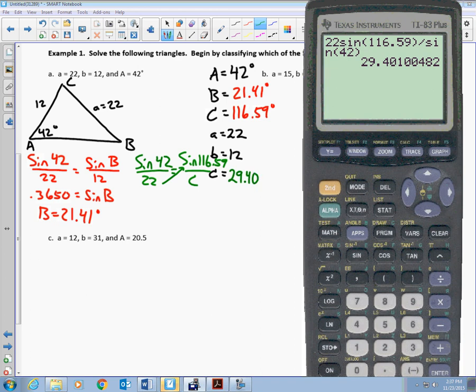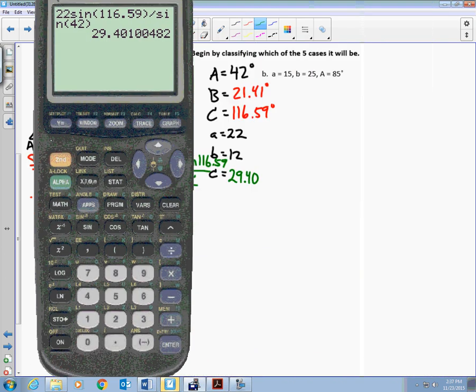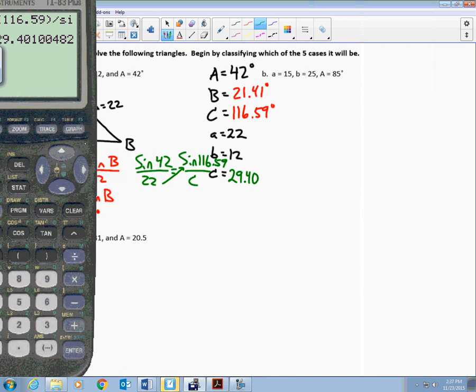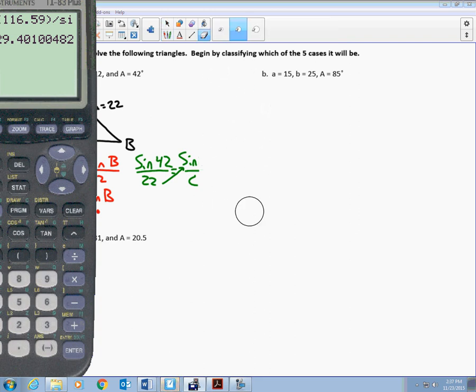Let's check the reasonableness of our solutions. As you check the reasonableness of your solutions here, what's my biggest side? C. What's my biggest angle? What's my smallest side? What's my smallest angle? See that? So that works out. So that example is done. Let's try one that works out a little bit differently.